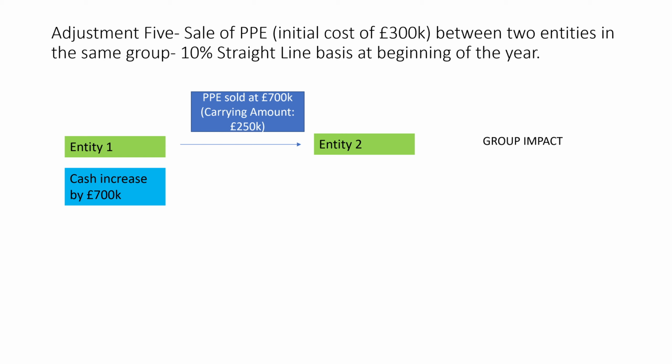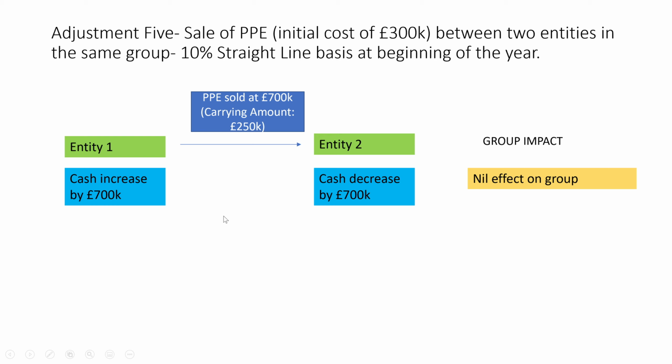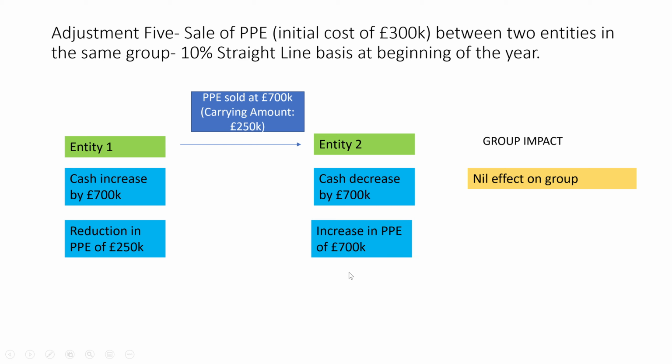So as a result of the sale, we're making cash of 700k in entity 1. I'm assuming that the sale was done with cash immediately paid. For entity 2, we're seeing a cash decrease of 700k, so the net impact is nil on the group. What else is happening? Well, we're getting rid of PPE of 250k, so we're seeing a reduction by the carrying amount. Entity 2, we recognize the PPE at its initial cost, and the initial cost was 700k. So we're seeing an increase in PPE of 700k.